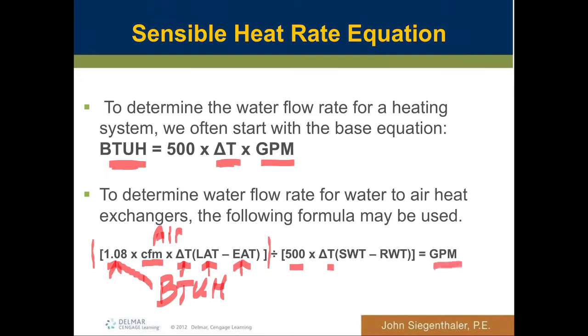And then it's essentially taking this and dividing it by 500 times your delta T, and that of course will tell you your GPM. So if I go to an air handler or a unit heater or anything that's transferring energy to the air, I can use the same equation to determine what I'm doing for BTUs per hour.